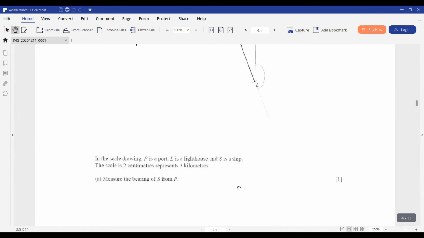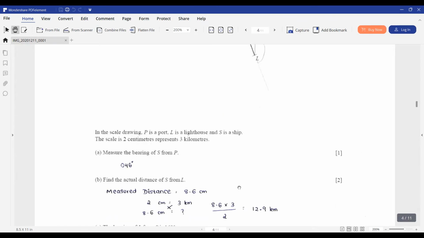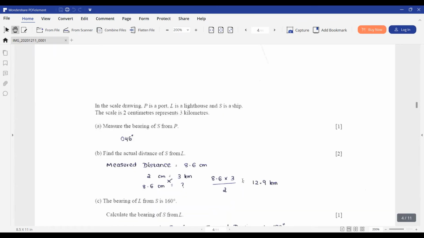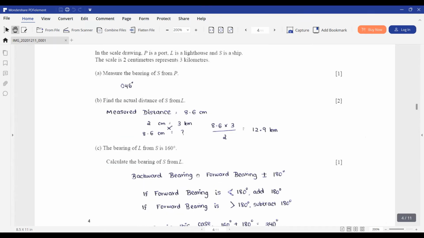Now how do we convert this to actual distance, you may ask? We use the scale. The scale is 2 centimeters is 3 kilometers. So 8.6 centimeters would equal what? Cross multiply. 8.6 times 3 over 2. So the actual distance is 12.9 kilometers. Part C. The bearing of L from S is 160 degrees. Calculate the bearing of S from L.